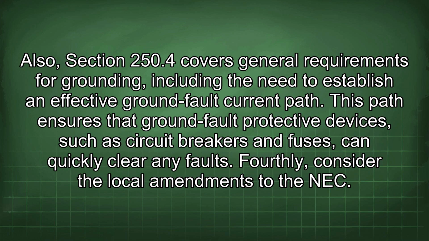Also, Section 250.4 covers general requirements for grounding, including the need to establish an effective ground fault current path. This path ensures that ground fault protective devices, such as circuit breakers and fuses, can quickly clear any faults.